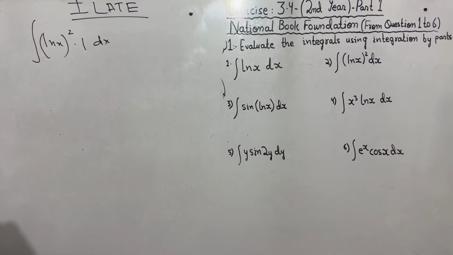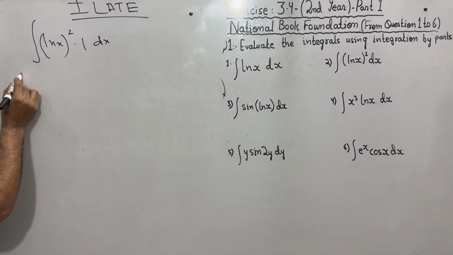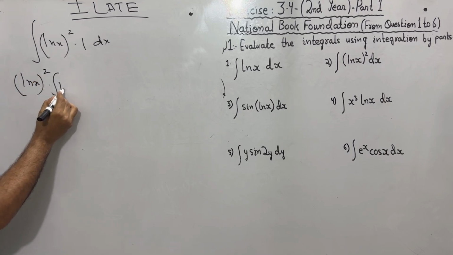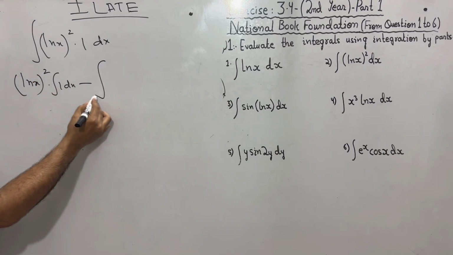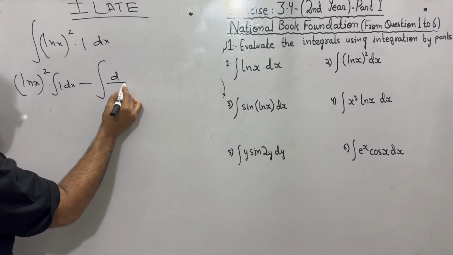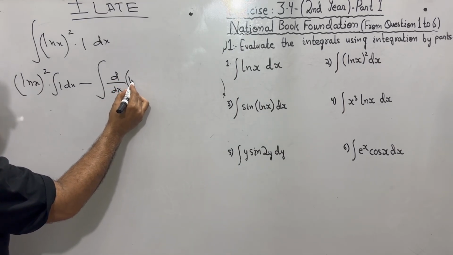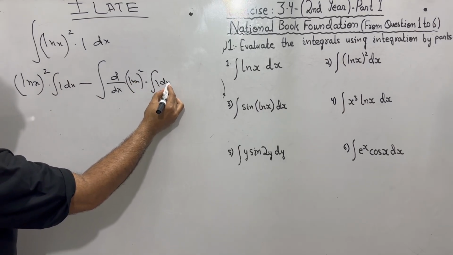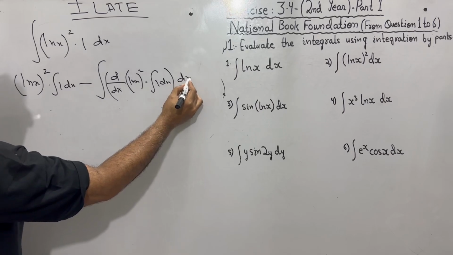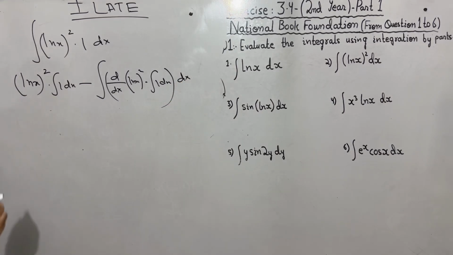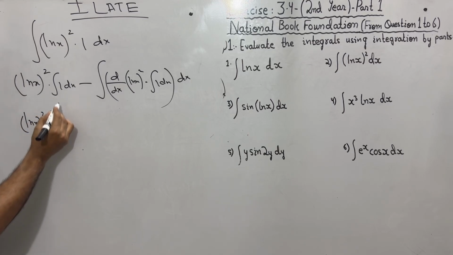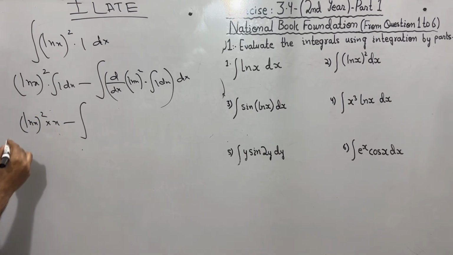Ask yourself, is ln x square a differentiation of something? The answer is negative. Write first same, ln x square, integration of second, minus whole integral. Differentiation of first, that is ln x square, integration of second, 1 times dx. x is our variable, dx. First same, that is ln x square, integration of 1 is x, minus whole integral.